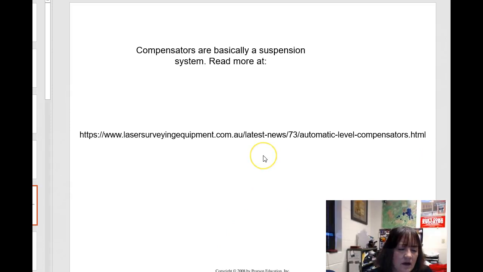And we're not going to really talk very much about that in this class. However, I put a website here if you're interested in reading a little bit more. It won't be tested on, but it's something that we'll just sort of briefly explain to you how levels work and how the compensators help them compensate for some of the differences in sighting.